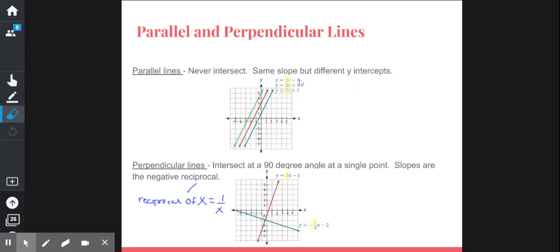So our intercepts vary. If they had the same y-intercept, they would not be parallel lines. Well, I guess technically they will be parallel, but they will be coincident lines.